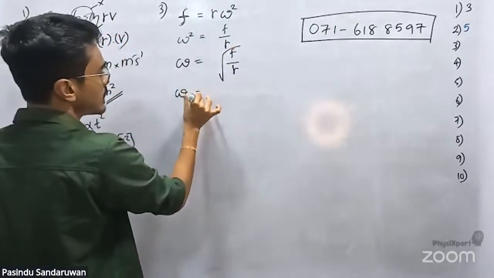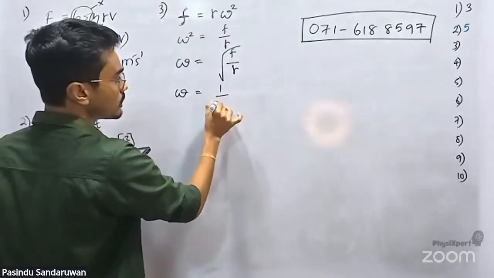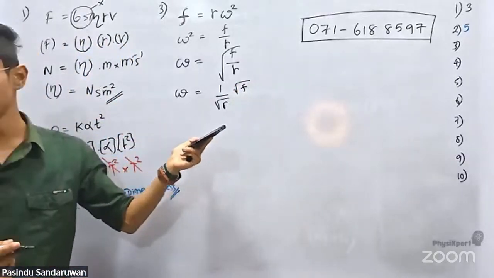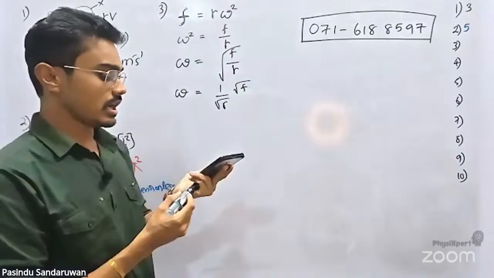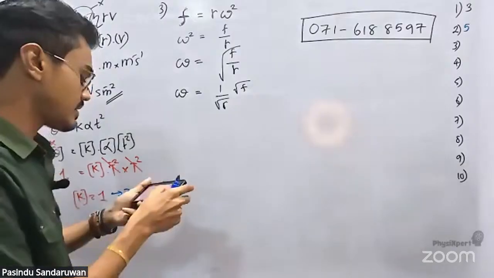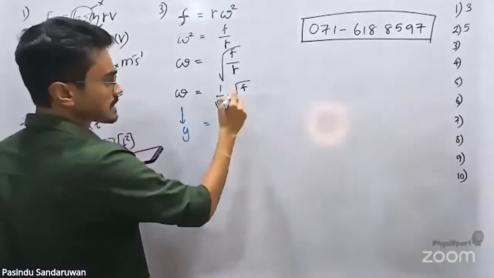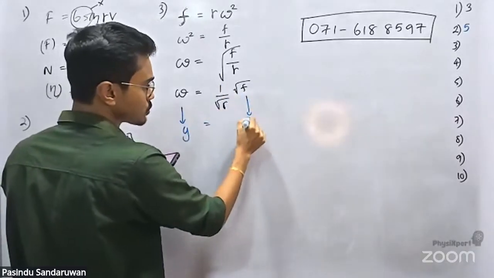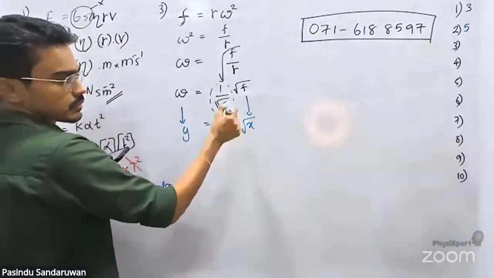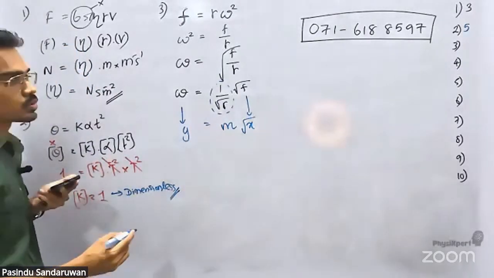For my clarity, I will separate this as 1 over root r times root f. No change. Now we can identify these terms. Omega is y, and f is x, which means this is root x. Whatever coefficient is a product with x is the gradient. So the shape is y equals m root x.